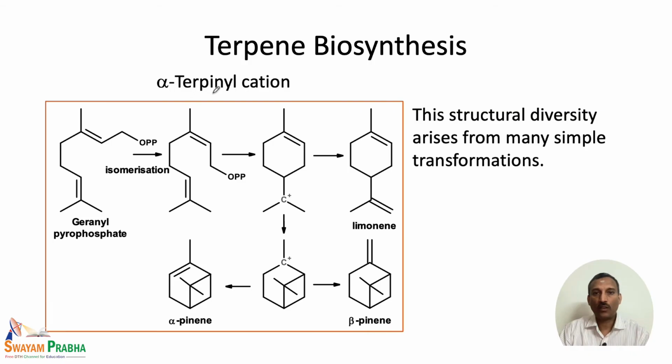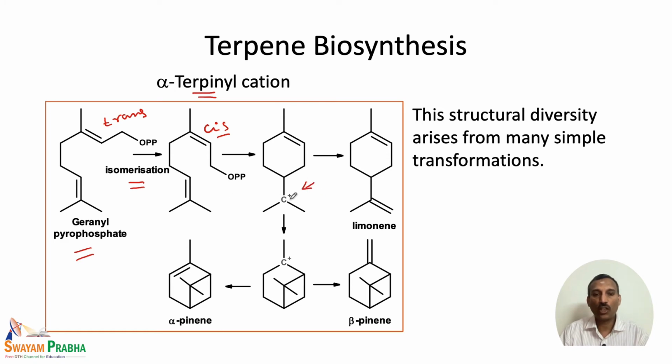Let us look at terpene biosynthesis, especially the alpha terpenyl cation. We have already seen that geranyl pyrophosphate is the starting point for most of the monoterpenes. So, how the other terpenes are actually formed, we are going to see. Here the geranyl pyrophosphate undergoes an isomerization reaction. A cis trans isomerization actually takes place. This is the trans isomer, and it is converted into the cis isomer, and from this cis isomer we end up with the alpha terpenyl cation.